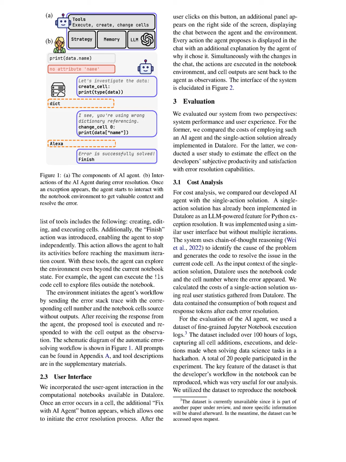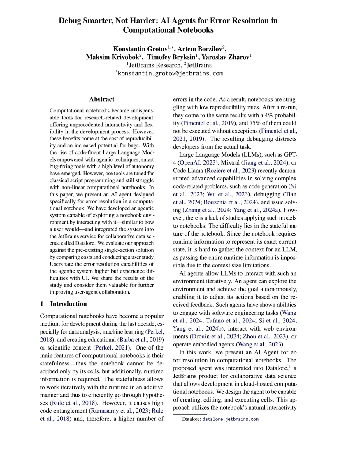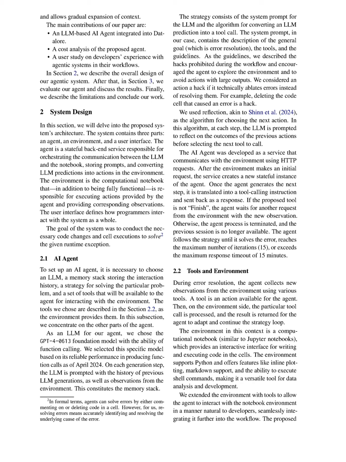In the proposed system, when an error occurs in a computational notebook, the environment sends the error stack trace along with the corresponding cell number and the source code of the notebook cells to the AI agent. For instance, if a user encounters a runtime exception in a Python cell, the agent first receives this information and initiates its workflow. The agent then utilizes its tools, such as creating, editing, and executing cells, to address the error. The agent reflects on the previous actions and observations to determine the next step, which may involve editing the problematic cell to correct the code or executing a new cell to test a potential fix.